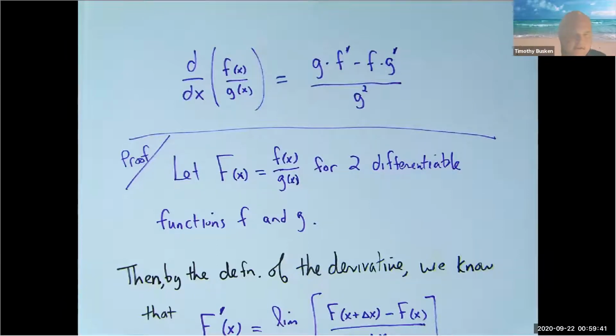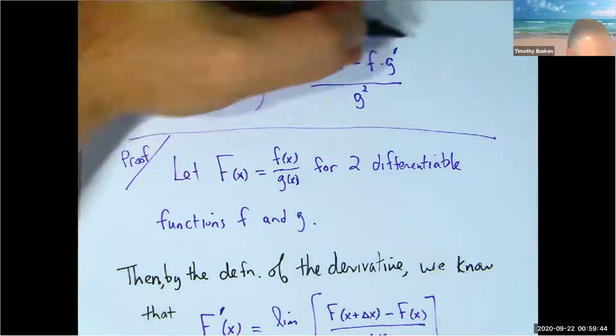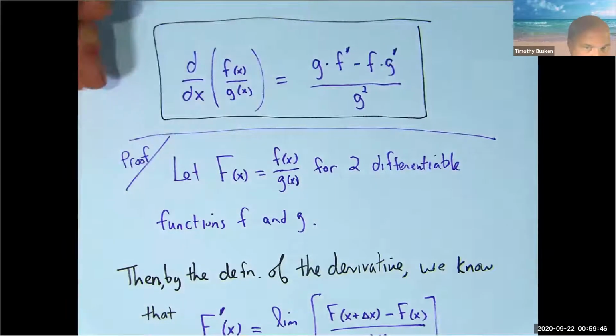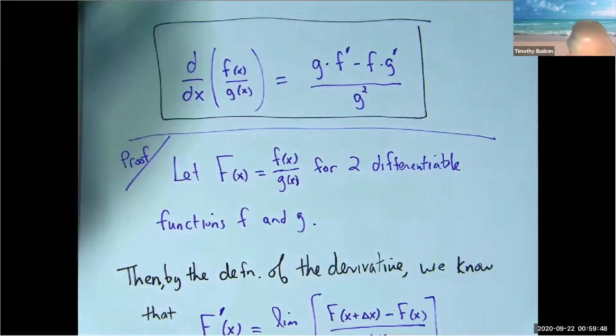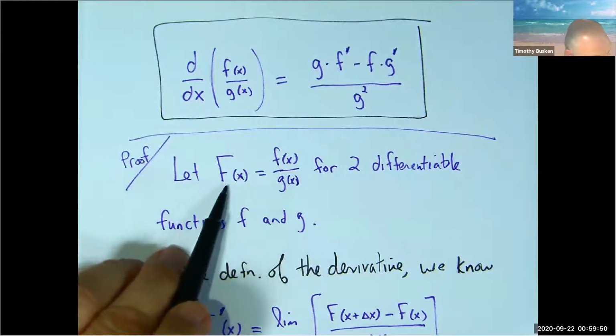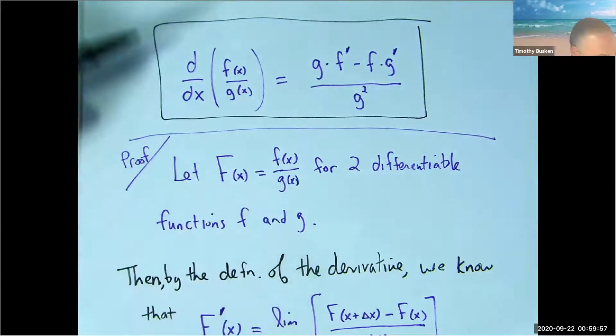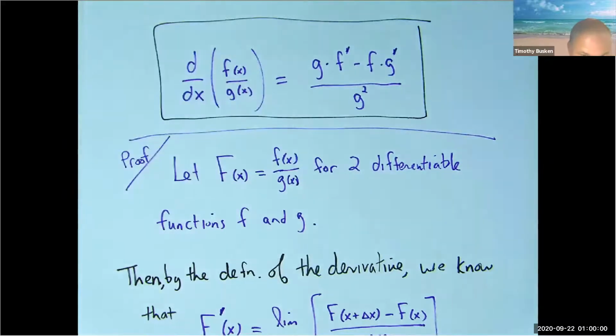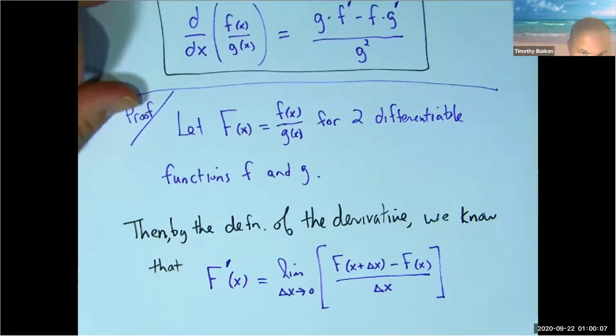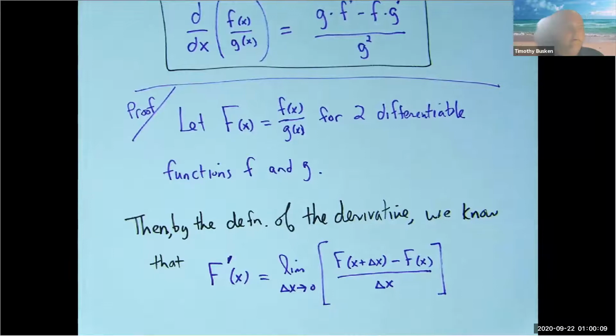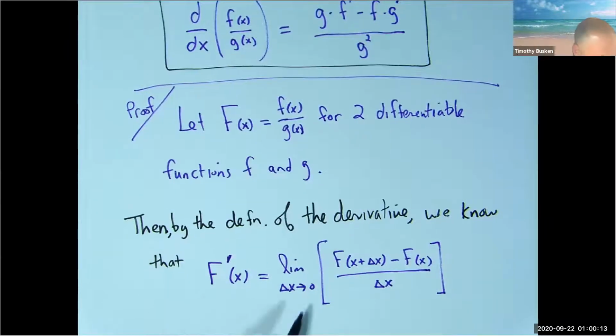Okay, let's go ahead and take a look at the proof of the quotient rule, this statement right here. So it goes a little something like this. Let big F be made up of two different functions that are being divided, f and g. And suppose also that f and g are differentiable. Okay, so then if we use the definition of the derivative, the limit definition for big F, then we know that F prime of x is this limit.